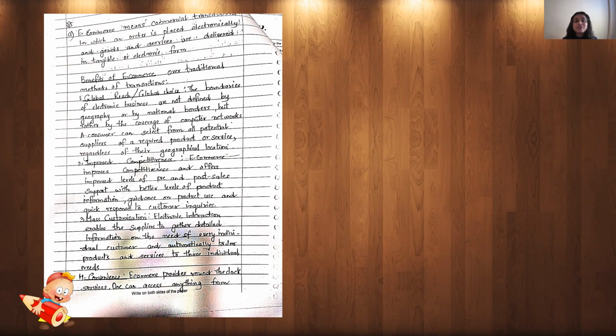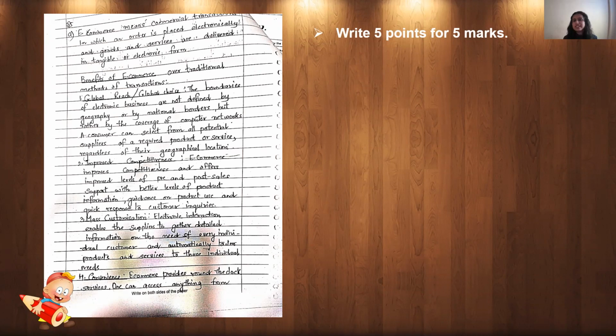Now, let us attempt question 5A. Suppose question 5A says, what do you mean by e-commerce? So now here there are 2 different parts to the question. The first part says, what do you understand by e-commerce? And the second part says, explain in detail the benefits of e-commerce over traditional methods of transaction. So when you attempt the question, make sure you read the question first properly, so that you're clear in your mind what is expected out of you while you write this answer, so that you do not miss out any part of the question and you can answer it properly.